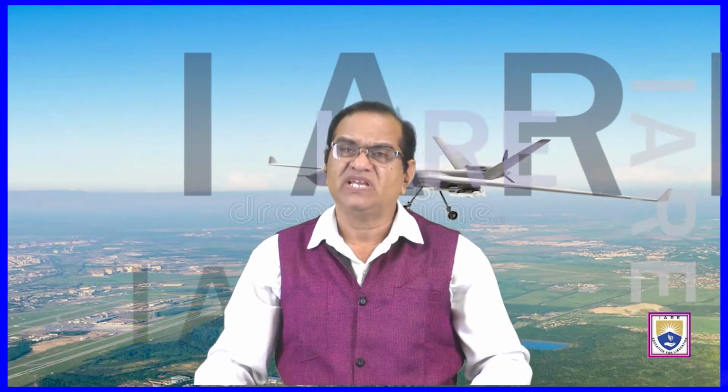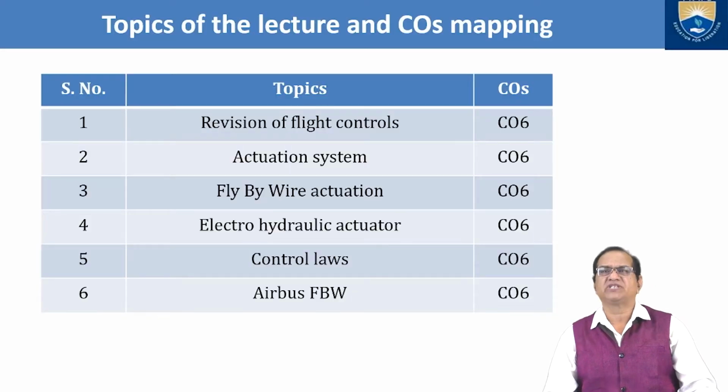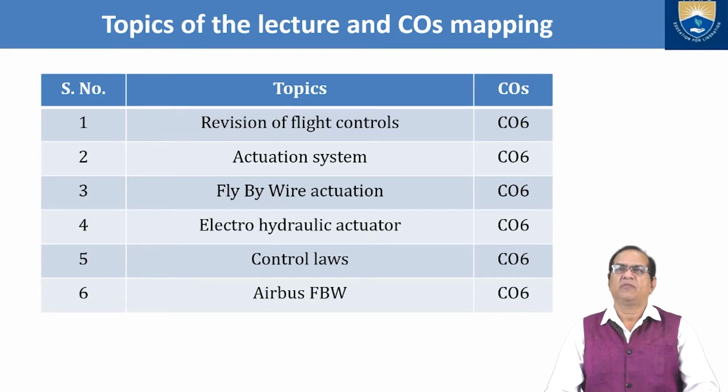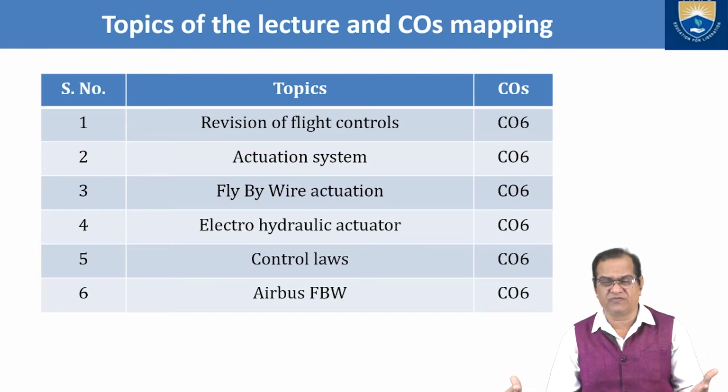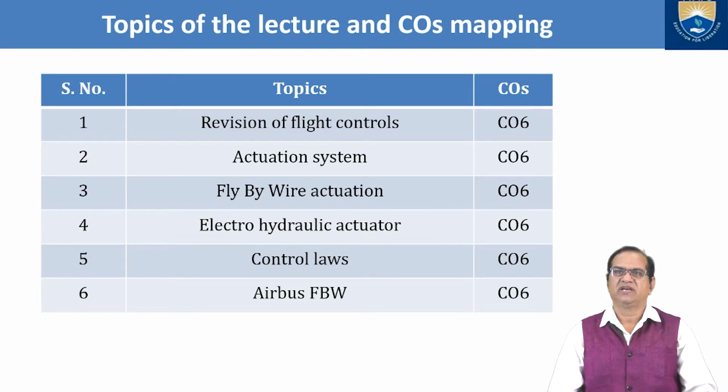So now I will go further. As you know, I am covering the fly-by-wire system of the aircraft, and these are the topics of the lecture and the CO mapping. First, I will go for the revision of the flight controls, covering CO6, the actuation system. It is all of CO6, module 5, so all these units will be covered. Then fly-by-wire actuation, electro-hydraulic actuation, control laws, and Airbus fly-by-wire. A small diagram for Airbus I have shown here.